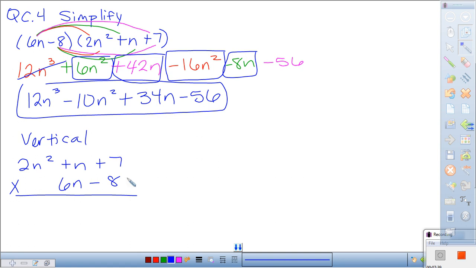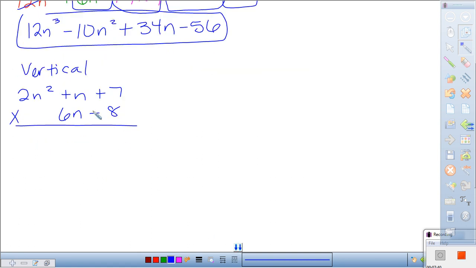Start with negative 8 times everything. So we have negative 8 times 7, negative 56, negative 8 times n, negative 8n, and negative 8 times 2n squared, negative 16n squared. Now we need to move over 1 just like we do in normal multiplication. 6n times 7 is 42n. 6n times n is 6n squared.